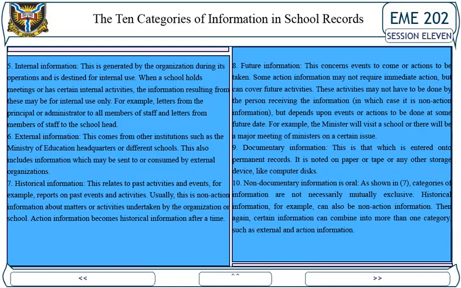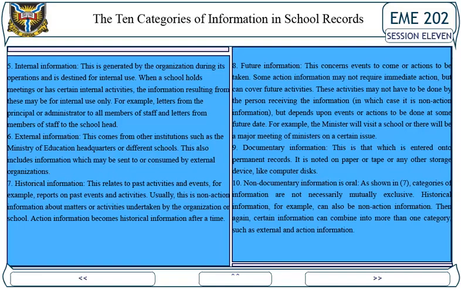Usually, this is non-action information about matters or activities undertaken by the organization or school. Action information becomes historical information after a time. 8. Future information. This concerns events to come or actions to be taken. Some action information may not require immediate action, but can cover future activities. These activities may not have to be done by the person receiving the information, in which case it is non-action information, but depends upon event or actions to be done at some future date.